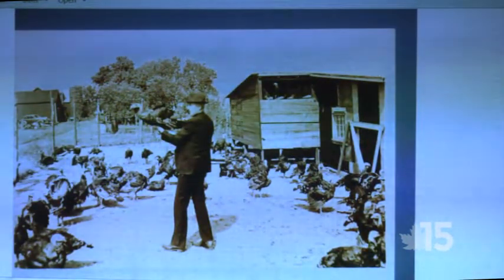At one time, Mr. Donaldson was president of the Vermont Turkey Growers Association, which had 100 members, and Wilfred Fortier worked for him. And Mr. Donaldson had a dog trained to round up the turkeys for him.